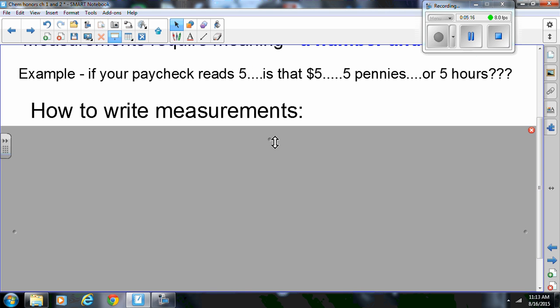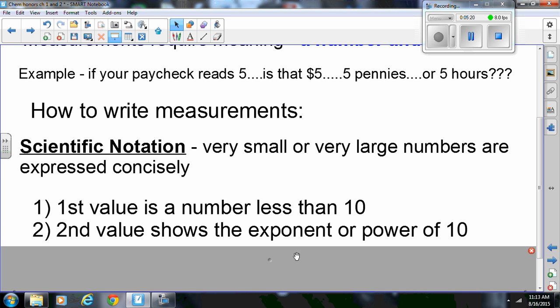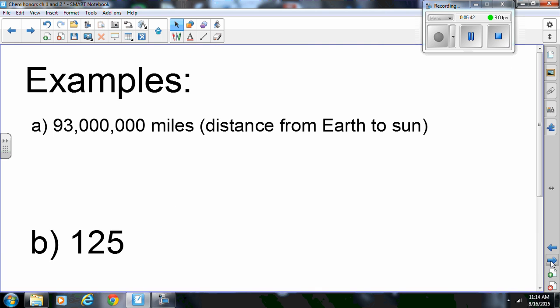Alright, so how to write your measurements. The first thing we need to do is figure out how to write them concisely. There are really, really big numbers and really, really small numbers that we don't want to write all those digits out for. There is a concise way of doing this. It's called scientific notation. So you have your 2 rules here that I'm not going to explain. I just hope that you understand how to use them as we go through our examples. You'll never have to write these down, but you have to understand them.